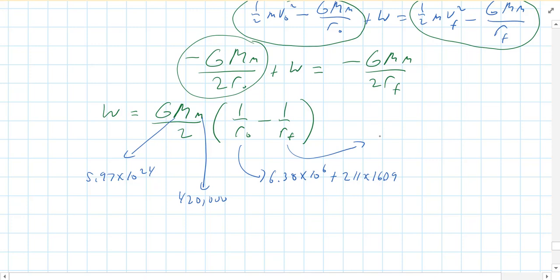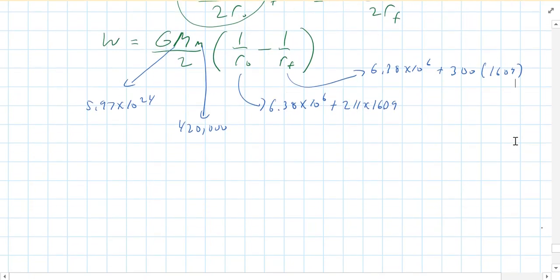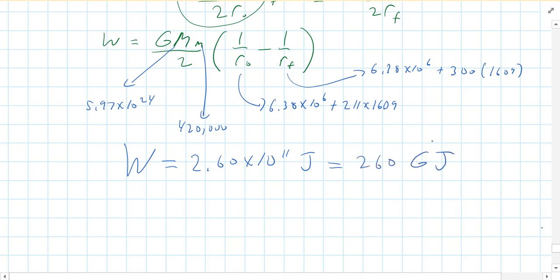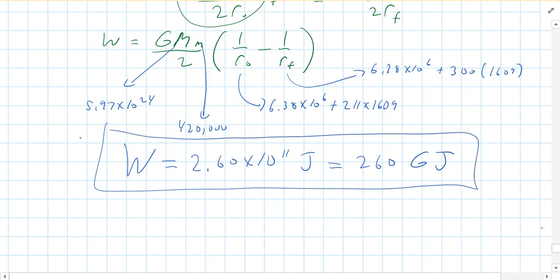Then your r final is also the radius of the Earth, 6.38 times 10 to the 6 meters, plus we want to be 300 miles above the Earth's surface, multiplied by 1609 to make that into meters. If you plug all those values in, I got the following answer: 2.60 times 10 to the 11th joules, which would equal 260 gigajoules. It's just kind of fun to say. So double check my work, make sure you can actually get that number, and check me to make sure I've got it right.